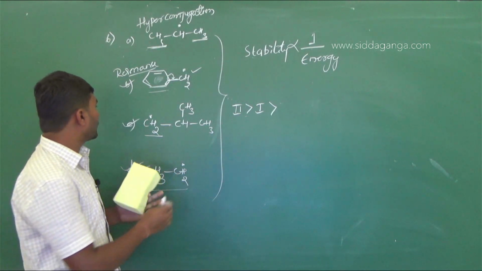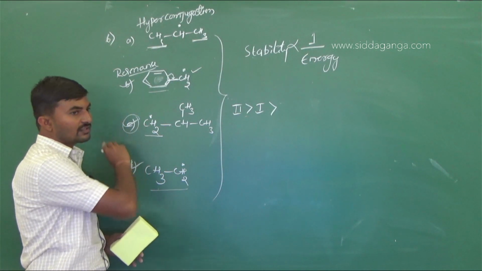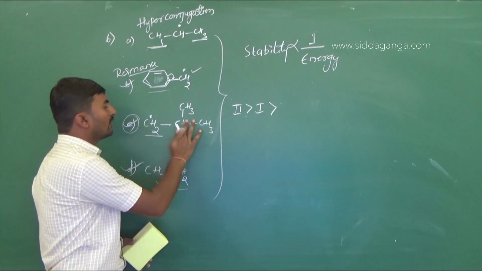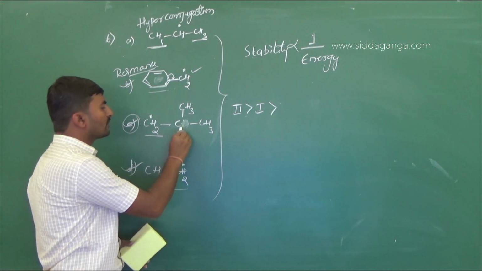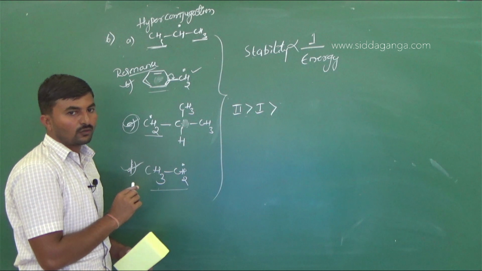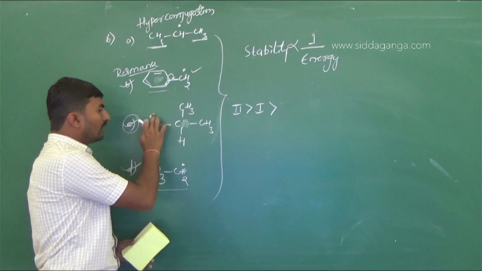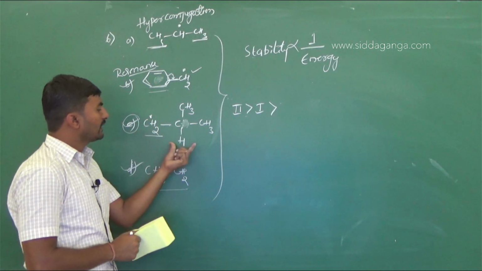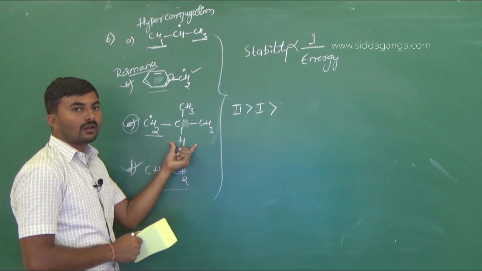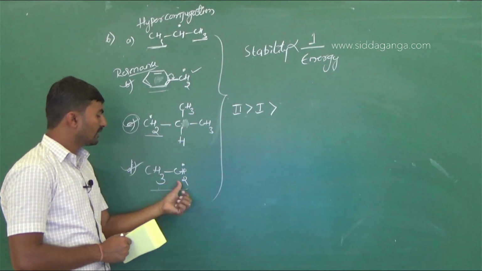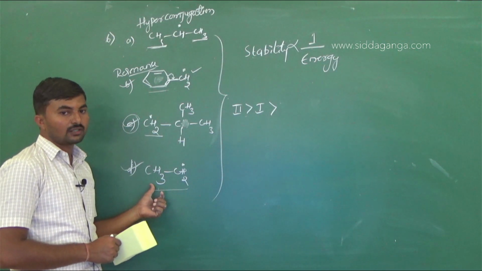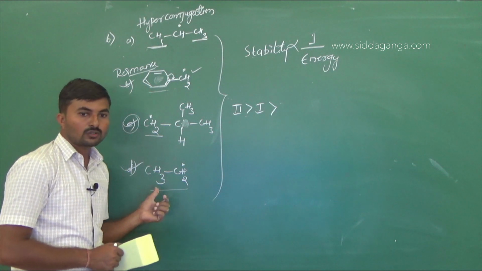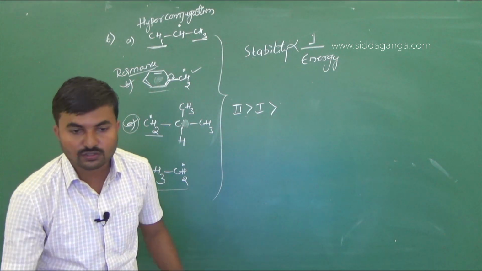This particular structure has the least stability because it has only one hydrogen to satisfy its electrophilicity. Here we have 3 hydrogen atoms. So option 2 is correct. So the next question.